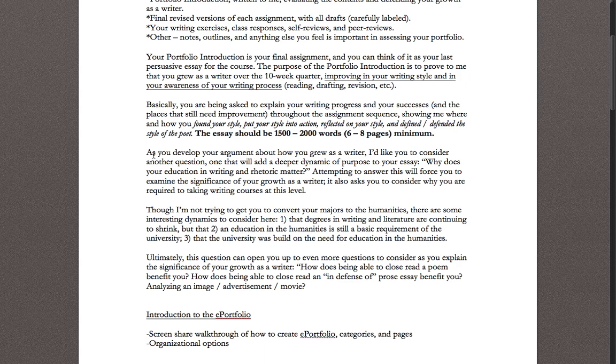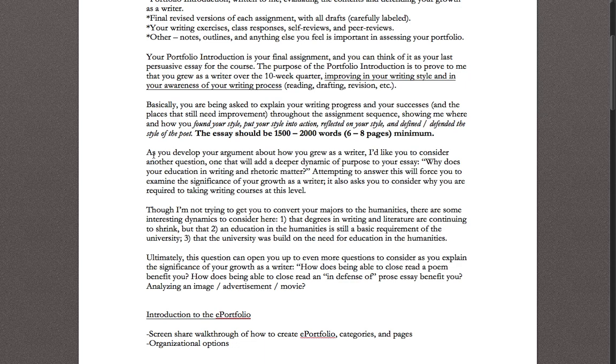Though I'm not trying to get you to convert your majors to the humanities, there are some interesting dynamics to consider here. That degrees in writing and literature are continuing to shrink, but that an education in the humanities is still a basic requirement of the university, and that ultimately the university was built on the need for education in the humanities. Ultimately, this question can open you up to even more questions to consider as you explain the significance of your growth as a writer.